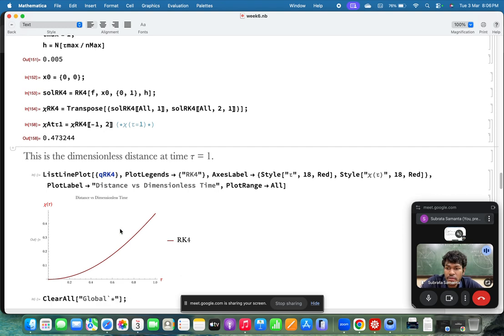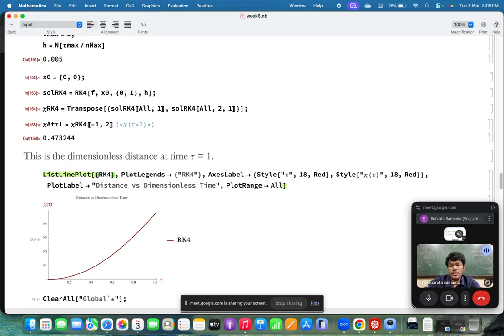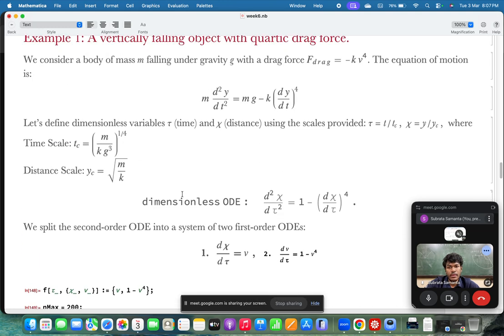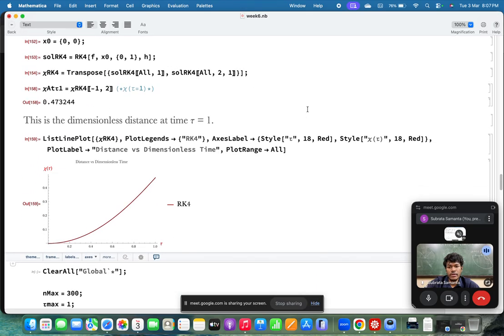You can also plot this chi from RK4 as a function of tau. So this is the plot. See, at tau equals 1, your chi is around 0.47, and it is increasing rapidly because your drag force is quadratic.